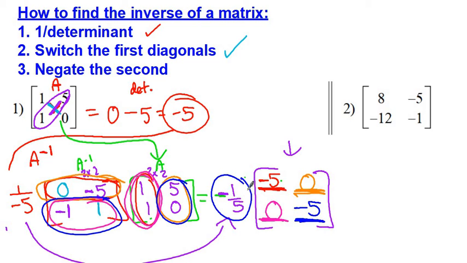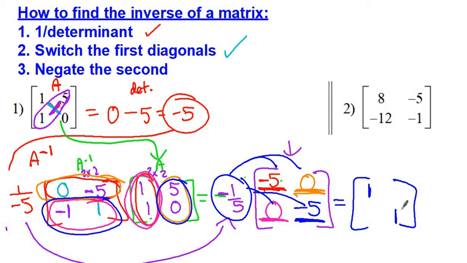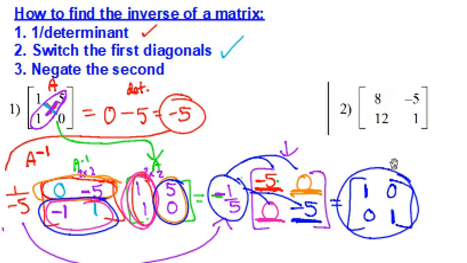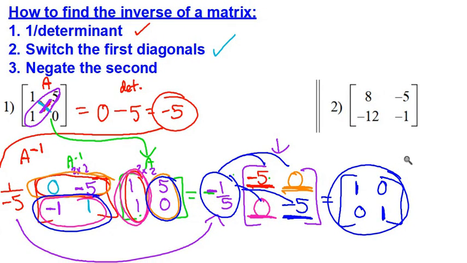Maybe you can see now why we kept that out front, because now when you distribute this inside to each thing, that's called scalar multiplication, by the way. When you distribute that inside, negative 1/5 times negative 5, both of those negative 5s become 1, and those are 0, and there's the identity matrix. So that's how we know that we did it correctly. We could also test the other direction. So try to pause the video and see if you can find the inverse of number 2 as well.